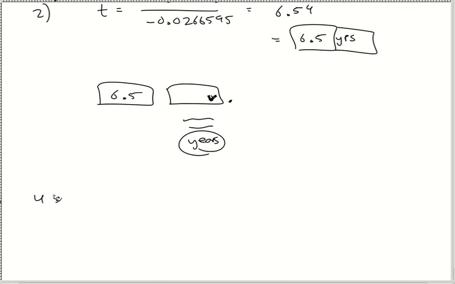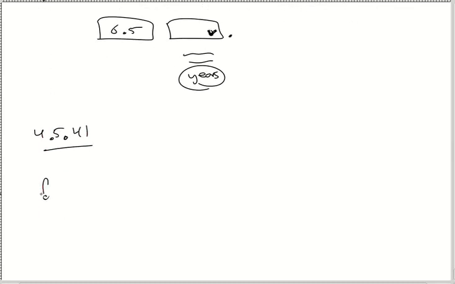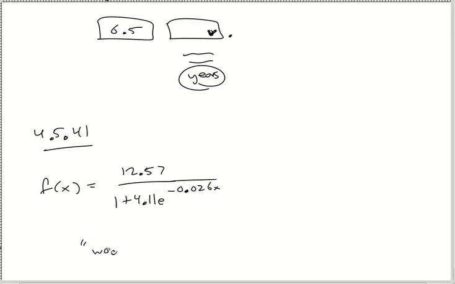Okay. 4, 5, 41. This is a pretty cool problem here. And this is a, hey, we got to do this the long method problem. What we're looking at is logistic growth model. This is called a logistic growth model. This is a little different than the other ones we've already done today. And this problem in particular is talking about world population.